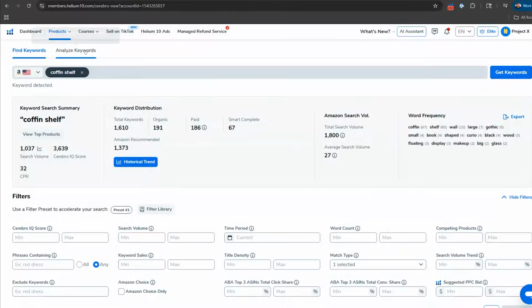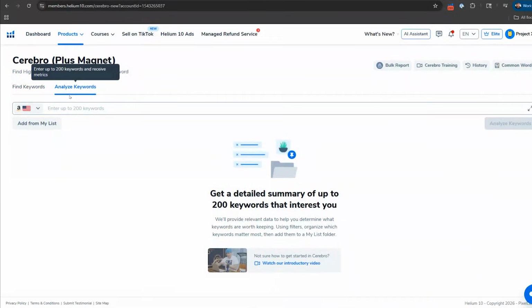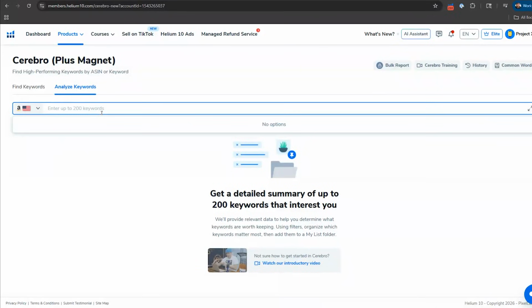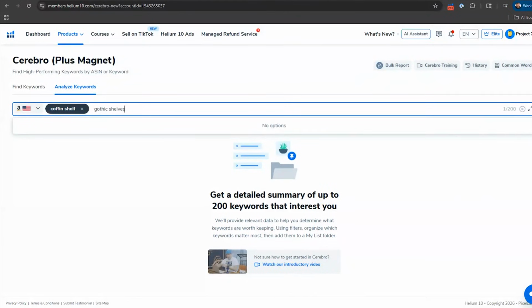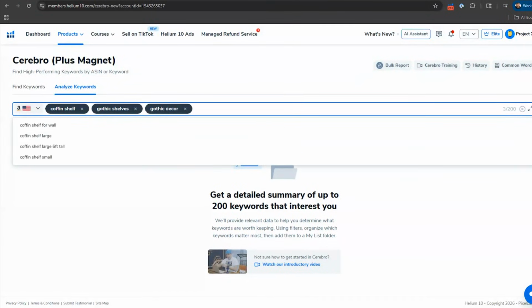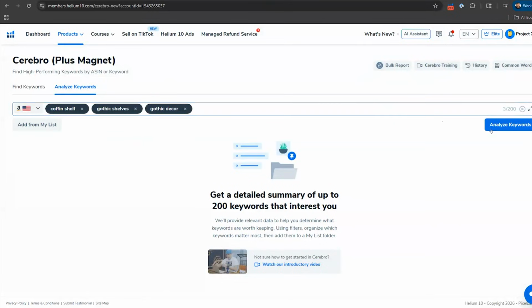Now, what if you have a list of 20, 30, 50 keywords and you just want to see some basic stats on it? Maybe you're looking for how much search volume these have, what's the CPR number on it, what's the IQ score? Well, I could drop those in here if I hit analyze keywords. So I'm just going to put a couple here, coffin shelf, and I'll put a comma and I'll put Gothic shelves. And then I'll go ahead and put Gothic decor. And I can put up to 200 keywords here.